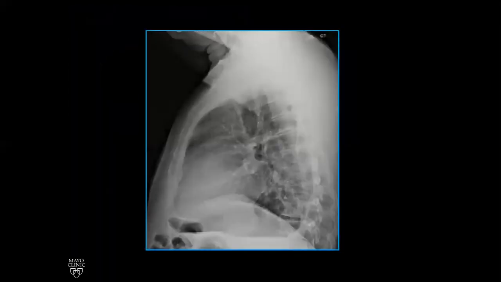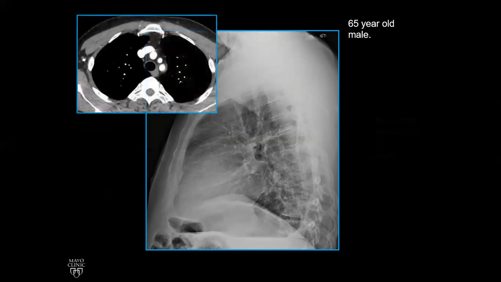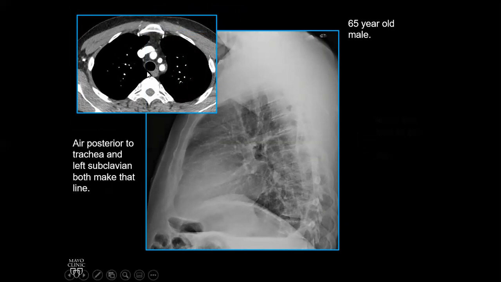We take a different patient, which is a 65-year-old male, and you look back here, and now you can see that there is a distinct line, kind of a thick line posterior to the trachea. There's a line posterior to the lumen of the trachea. And in this patient, the reason we have it is because there's air posterior to the trachea, which is here. So there's this air, and so we get this soft tissue and a little bit of the subclavian artery make part of this line, and posterior to this, right back here, we have air, and that's what makes a line.